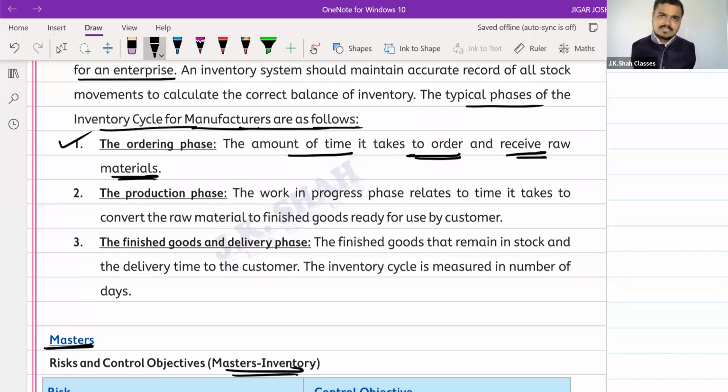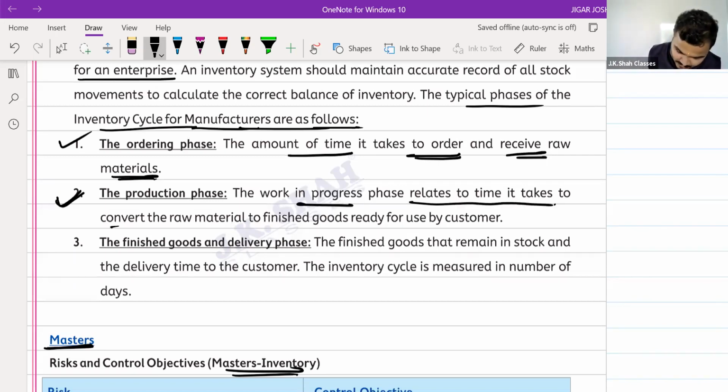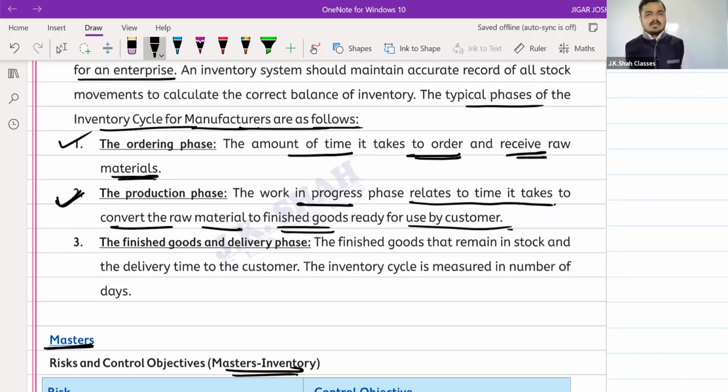Yes? Presume, my dear child, finally the material is received. So the second step would be, sir, once the raw material is available, you should start production for the goods and services. Yes, sir. The work in progress phase relates to the time it takes to convert the raw material to the finished good, ready for use by the customer. So the second step is what? Sir, it is work in progress, converting the raw material into finished goods. Do you agree with me, my dear child? Yes, sir. Are you sure? Yes, sir.